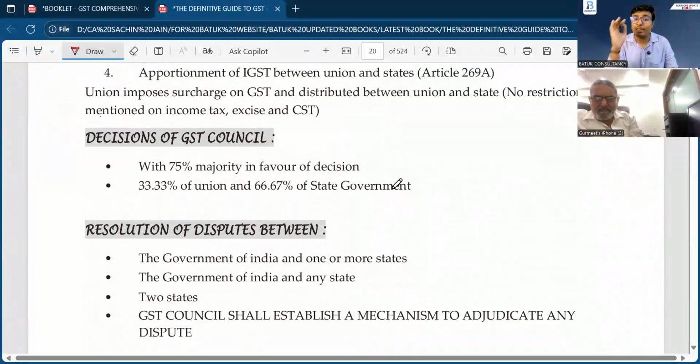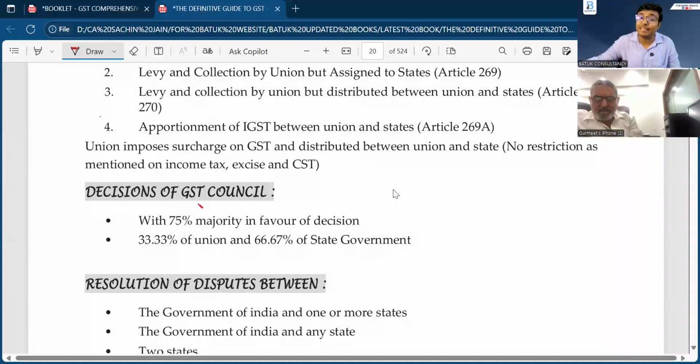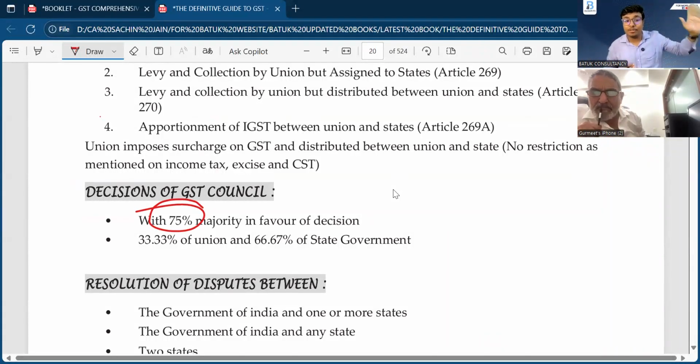Decisions of the GST Council: the GST Council is going to take the decision regarding any changes with a 75% majority. 33.33% will be from the Union and 66.67% from the state governments. So that is the constitutional background.